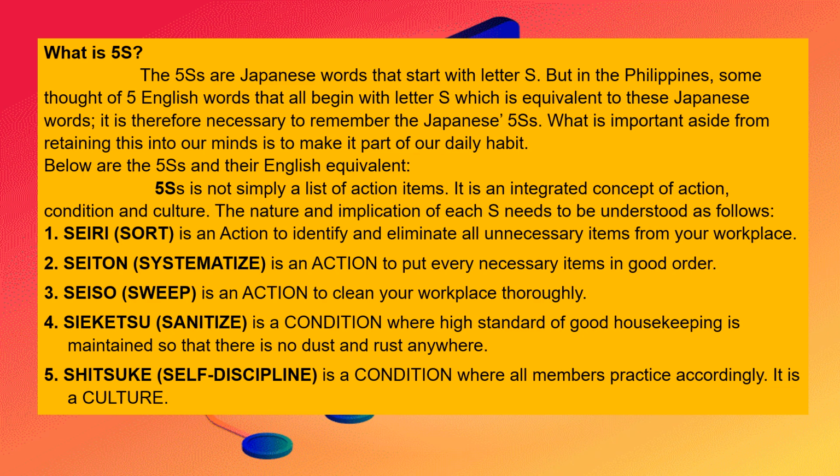5S is not simply a list of action items, it is an integrated concept of action, condition, and culture. The nature and implication of each S needs to be understood as follows. Number 1. Seiri or sort is an action to identify and eliminate all unnecessary items from your workplace. Number 2. Seiton or systematize is an action to put every necessary item in good order. Number 3. Seiso or sweep is an action to clean your workplace thoroughly.